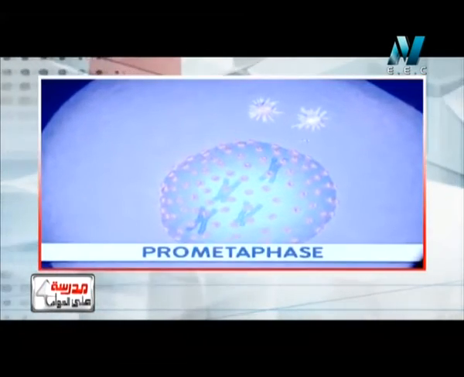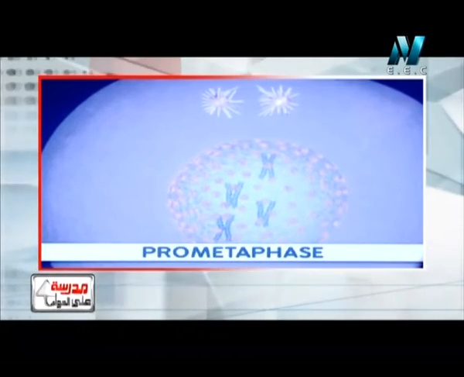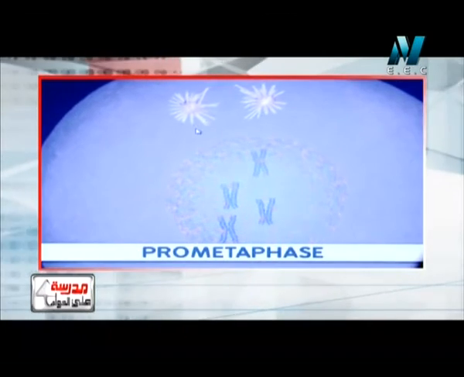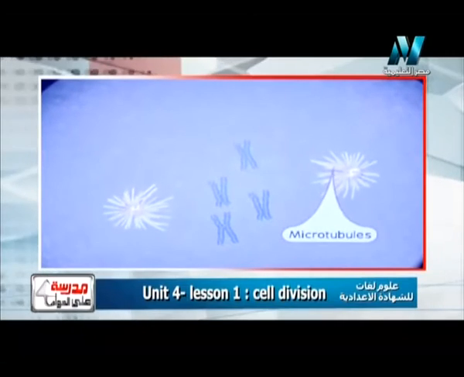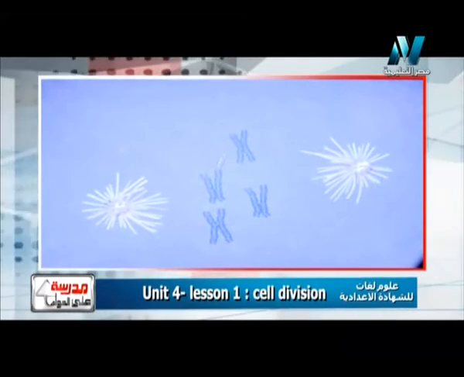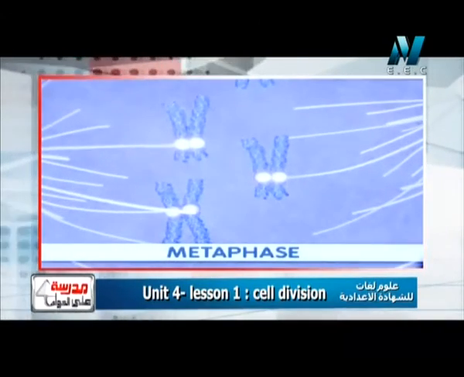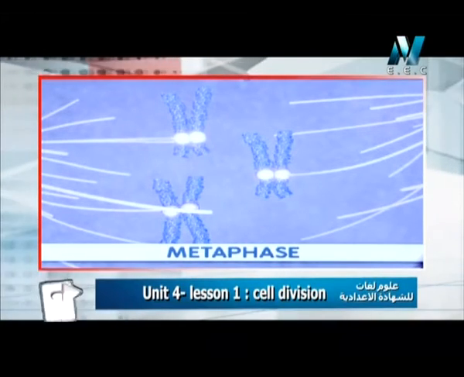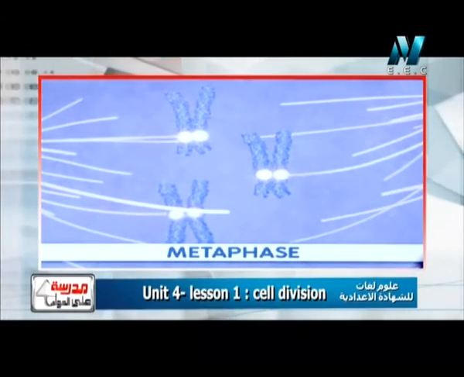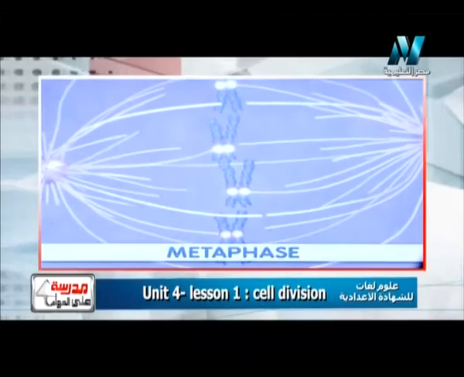Okay, the spindle fibers will form from what? From the centrosome. Okay, and the chromosomes will arrange at the what? At the cell equator. In what stage? In metaphase. In metaphase as we see here, and connected with spindle fibers in metaphase.